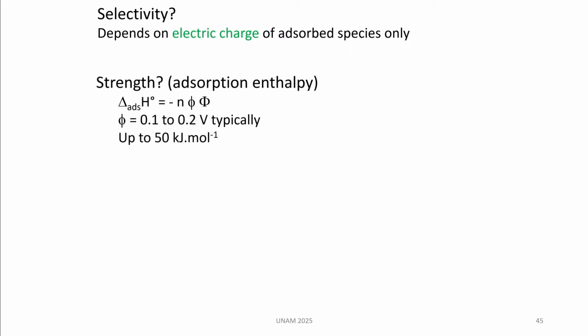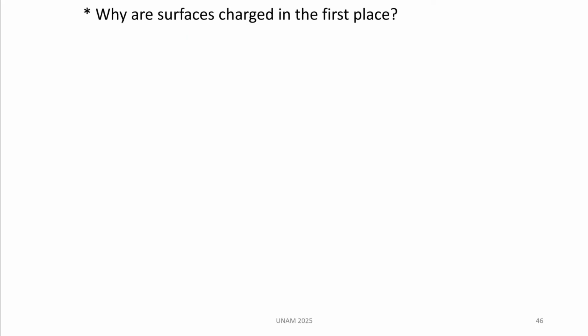Well, here, selectivity will only depend on the electric charge. Positive, negative, or more or less positive, that's not very selective indeed. Is it strong adsorption? For typical values of the parameters, it could go to 50 kilojoules per mole. Not negligible, but not very strong in terms of values for chemical reactions.